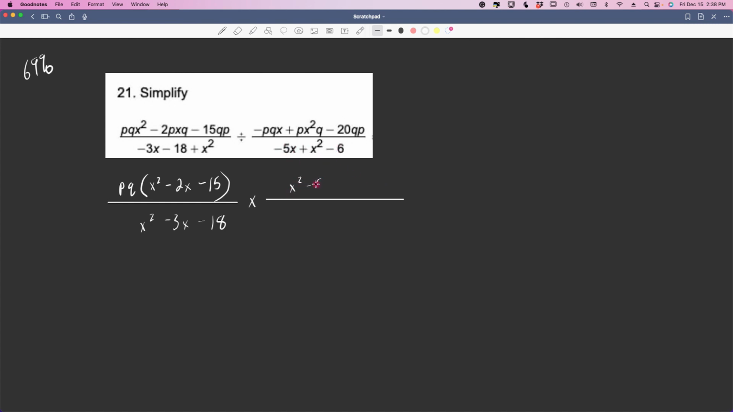X squared minus 5x minus 6. And I'm going to factor out p and q from each one of these. P, q, and then this is going to be positive x squared minus 1x minus 20. Now we can factor these more appropriately. And the first thing I'm going to do is factor out my PQ, just like that. Those are gone. We don't have to deal with any P's and any Q's. Now we can factor these just the way they are. So binomials, if you please, top and bottom.